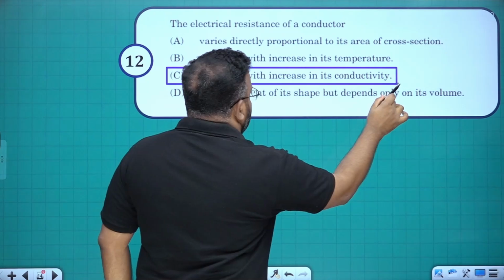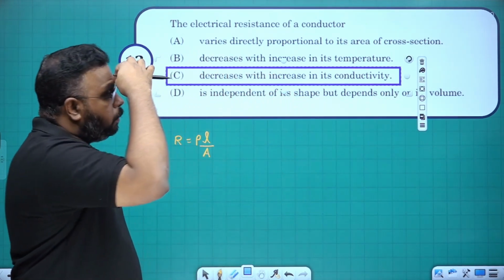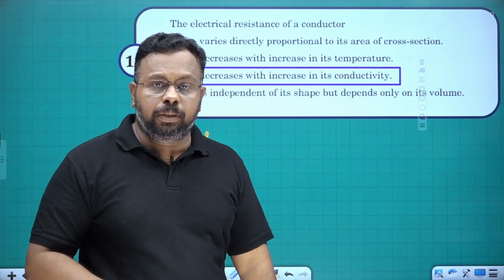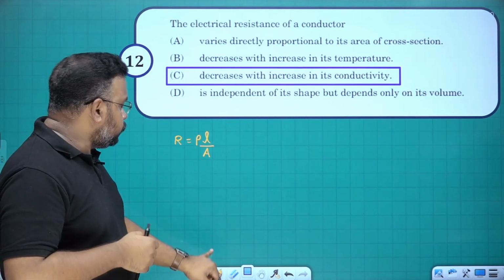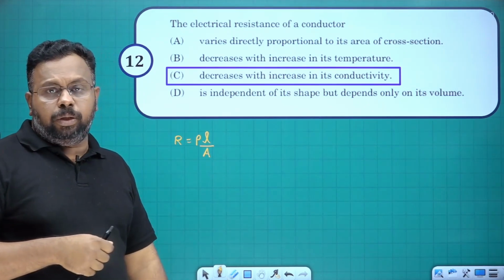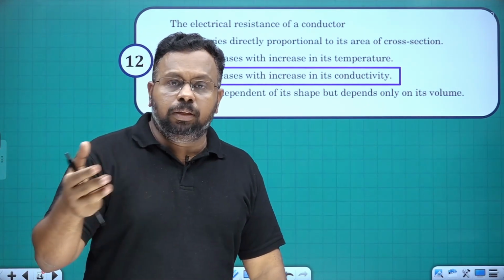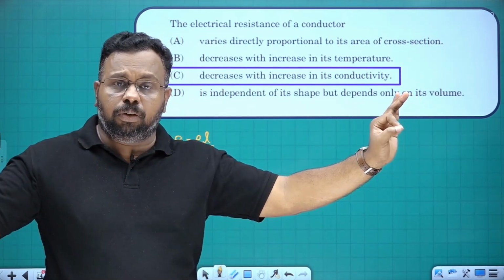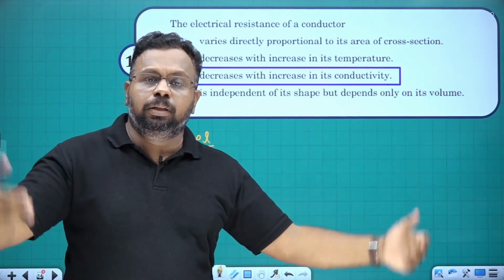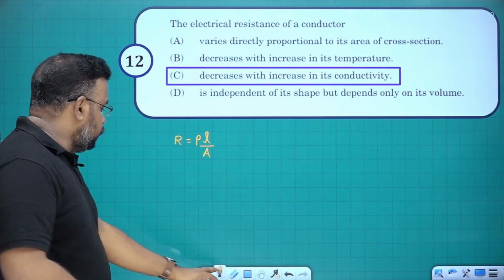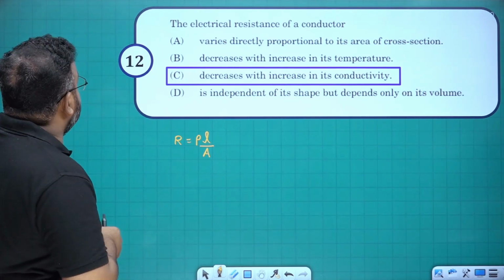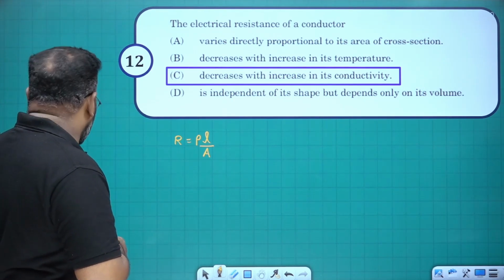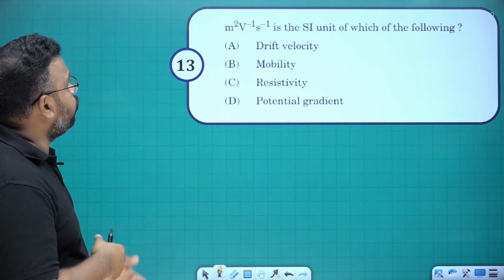So which is our right answer? It's option C. And you can check the fourth one, it is independent of the shape. No, it depends on the shape. Resistance depends on the shape. It not only depends on volume. Okay, volume may remain same, but hope you remember in stretching a wire, volume will be same, but resistance value is changing. Okay, next one, question number 13.